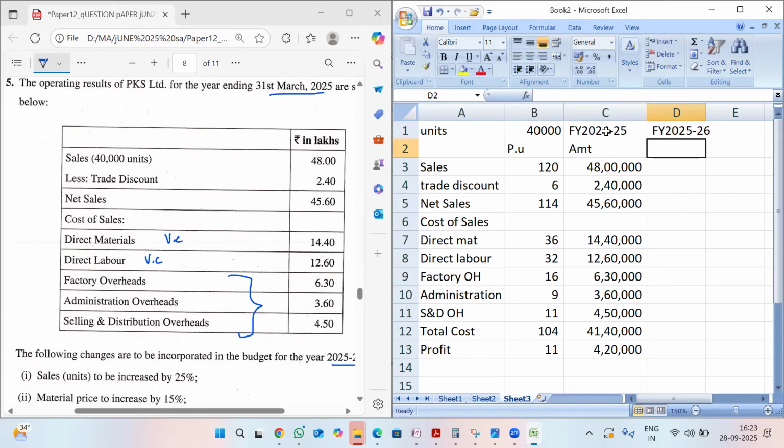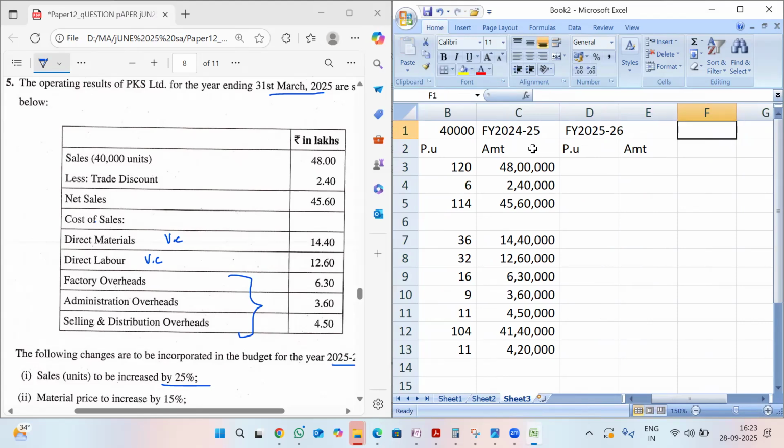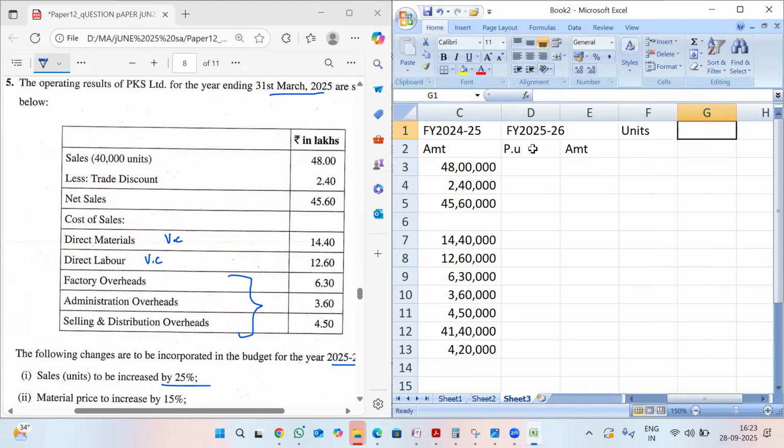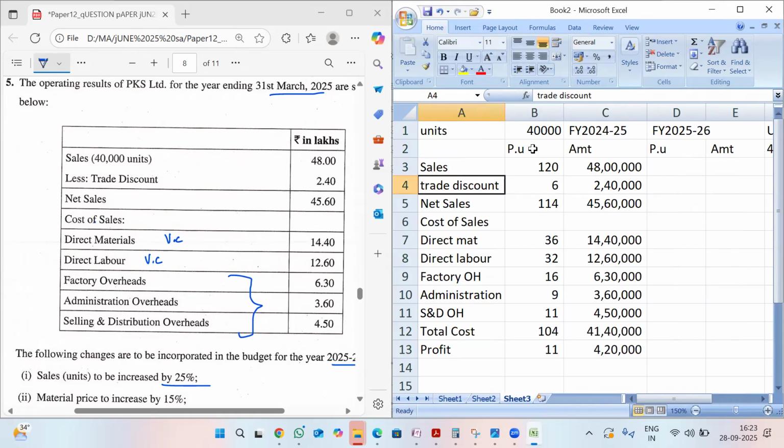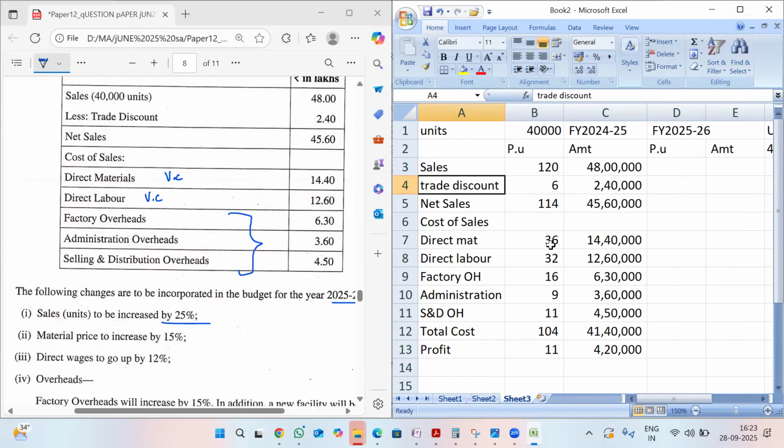So now how many units am I going to produce? There is a 25% increase in number of units, right? So units, that is 40,000 into 25% increase. So that means I am going to put 125%. So that means I'm going to produce 50,000 units. So remember here I won't start with sales because I want to identify sales. So I will start with the cost.